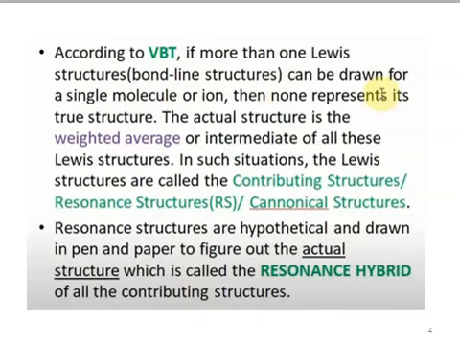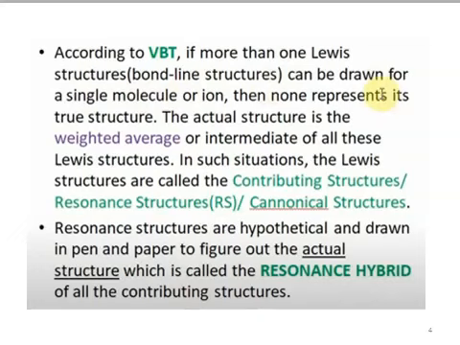then none of these structures will represent the true molecule or the true structure, right? And the actual structure, which is the true structure, is the weighted average or intermediate of all these Lewis structures, right? So what do we mean by the weighted average? Weighted average means that the structure which is most stable will resemble the original structure more, right?